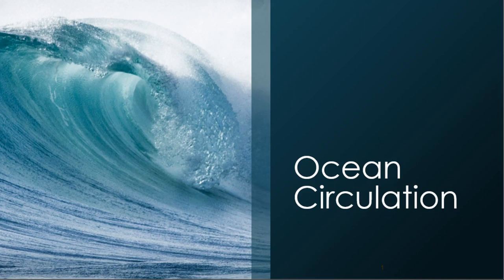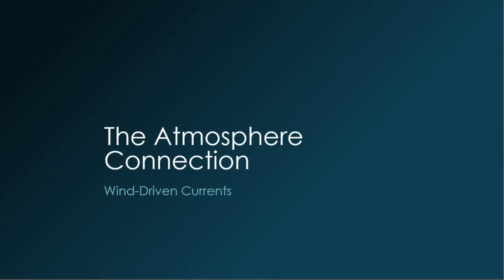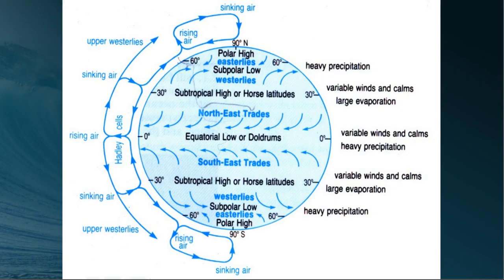Today I want to talk about ocean circulation. And the first component of circulation is going to be our wind-driven currents, right? So we're going to have the first of a multi-part conversation about ocean atmospheric connection, okay? So there are the big convection cells, the atmospheric convection cells.